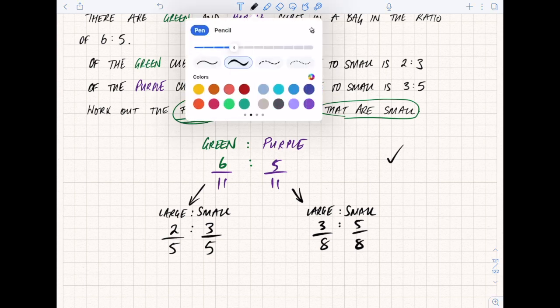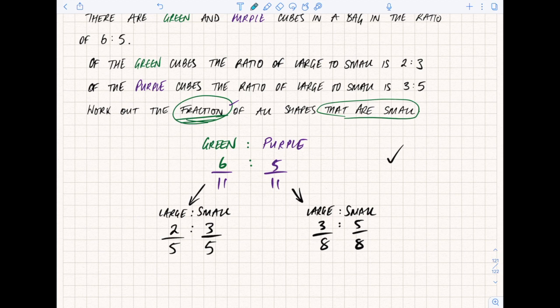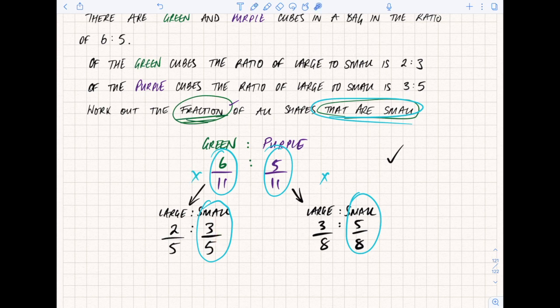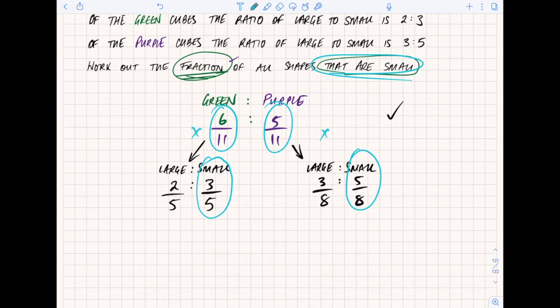Now what we need to do is think about what the question is asking me to do. It says work out the fraction of all shapes that are small. So I'm only looking at the small part: small here of the green, and small here of the purple. Now, this is a very similar concept to probability. What you do is you multiply those fractions together, because what I'm saying is 3/5 of 6/11 are small green, and 5/8 of the 5/11 are purple that are small.